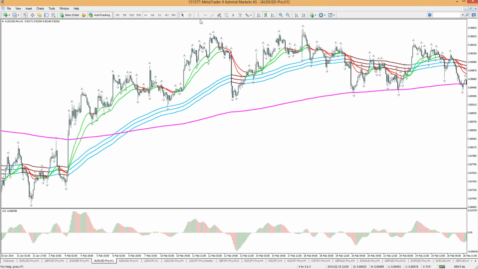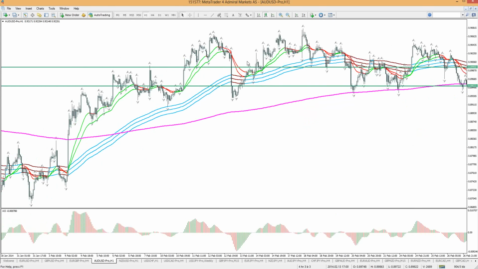Let's see. This one would, right here. That's a perfect example where everything is aligned. Even this one could, actually right here.